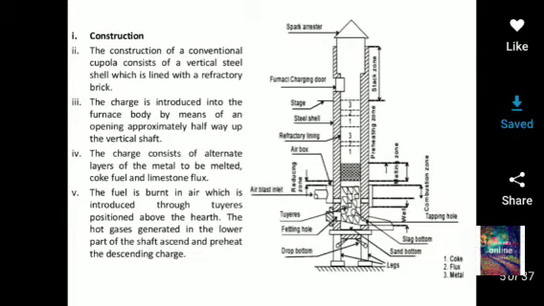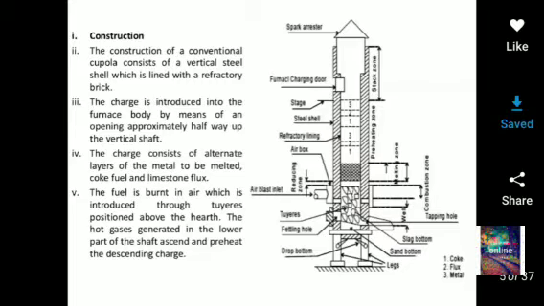All of you observe it keenly. The first one is legs, from the base onwards. The next one is the slag hole, and the next is the sand bed, tuyeres, preheating zone, melting zone, charging door, brick lining, and spark arrestor. Let me describe these parts of the cupola furnace in detail.